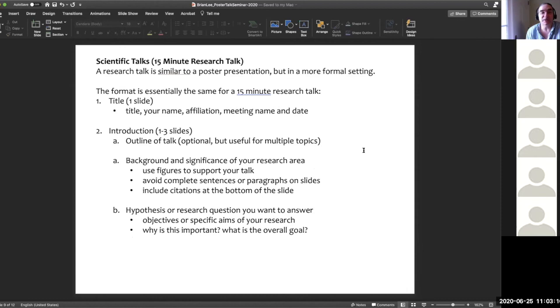Okay, so this leads directly into giving a scientific talk. A poster presentation is really a practice for giving a scientific talk. Generally, the scientific talk that you want to be prepared to give is a 15-minute research talk. A 15-minute research talk sounds like a lot of time, but it's really not much time. If you're doing a poster presentation, you're preparing for about a 10-minute talk, maybe 15 minutes with questions. So a scientific talk that takes 15 minutes is about the same as doing a poster presentation.